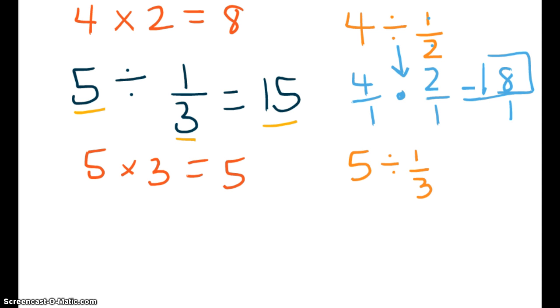So let's take 5 divided by a third. What you're going to do is say 5 over 1, first number stays the same, times, instead of 1/3, we're going to say 3 over 1. So that's 15 over 1.